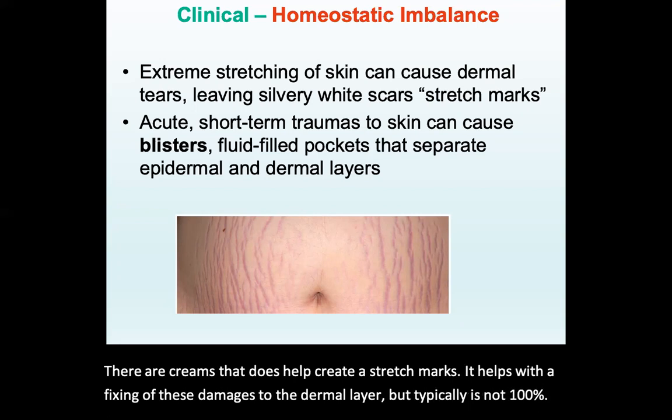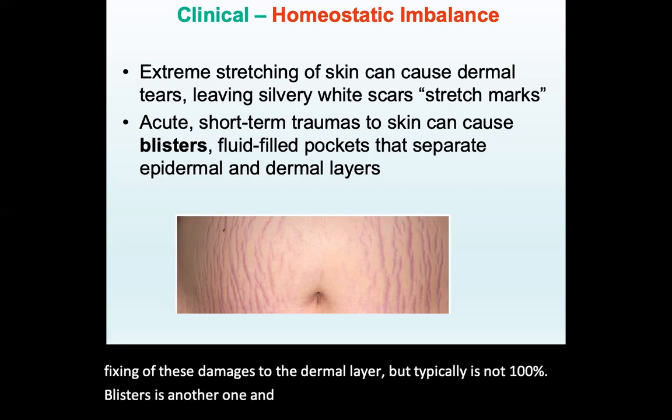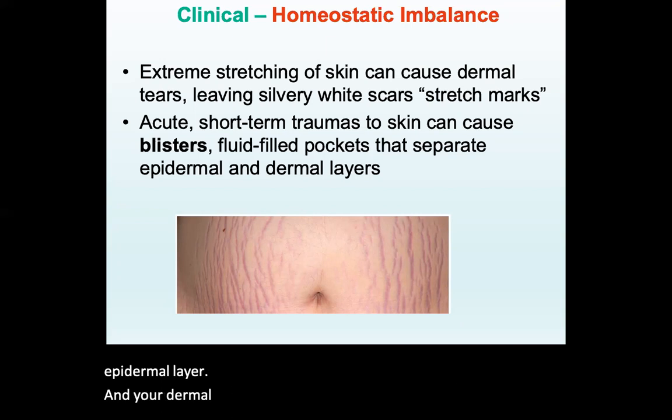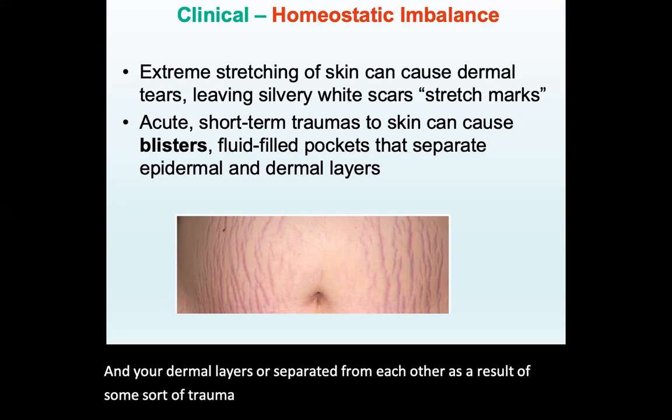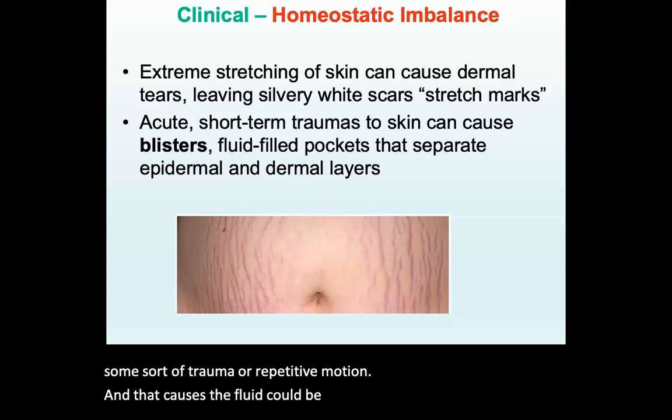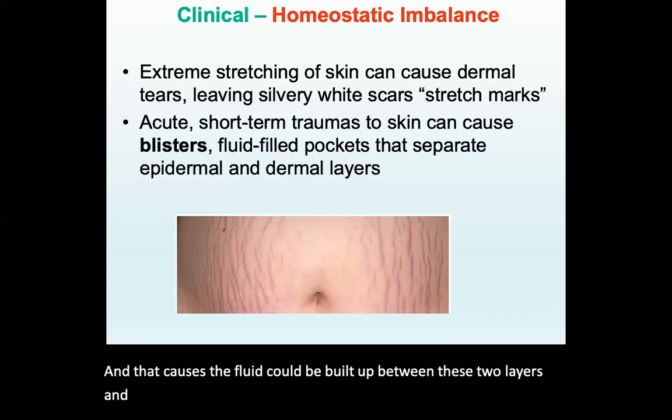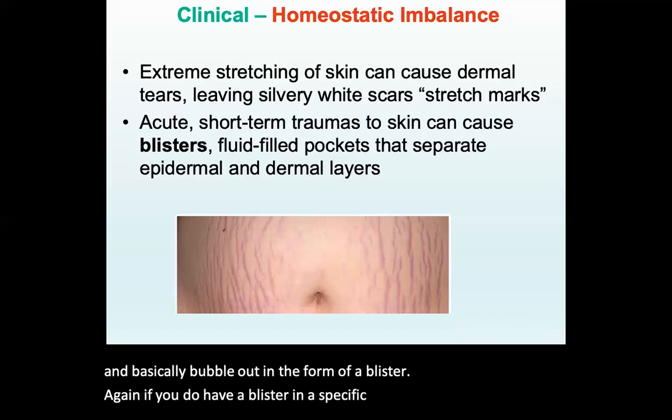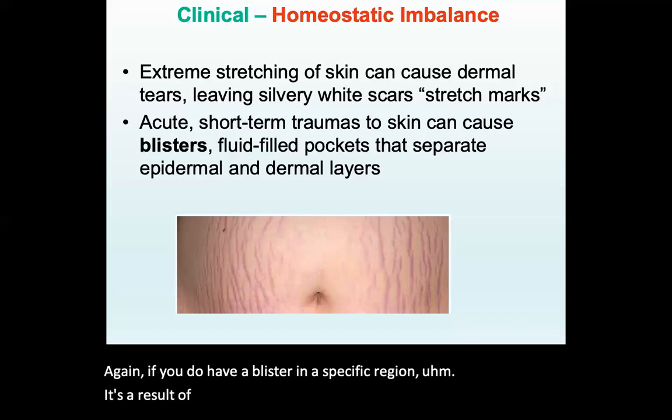Blisters are another one. Blisters are formed when your epidermal layer and your dermal layer are separated from each other as a result of some sort of trauma or repetitive motion. That causes fluid to build up between these two layers and bubble out in the form of a blister. Again, if you do have a blister in a specific region, it's a result of separation between the two layers of the skin.